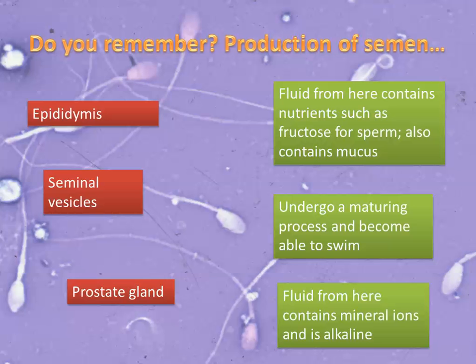Just keep swimming. Also contains mucus. One of these things helps the sperm cells mature to become able to swim. That's a location. And another one of these things contains fluid with mineral ions and happens to be alkaline. Why is being alkaline good? Well, it helps to neutralize the acidic environment in the vagina where the sperm cells will be deposited.